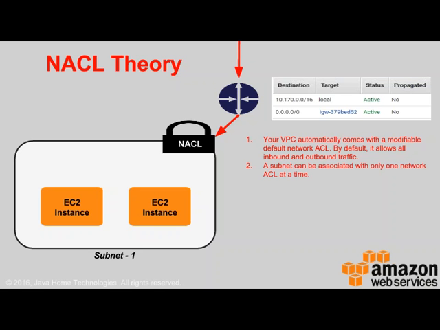A subnet can have only one network access control list at a time. In the case of security groups, an EC2 instance can have more than one security group at a time. But when it comes to NACL, your subnet can be associated with only one. But it can have lots of rules. Rules can be many, but the NACL should be one.